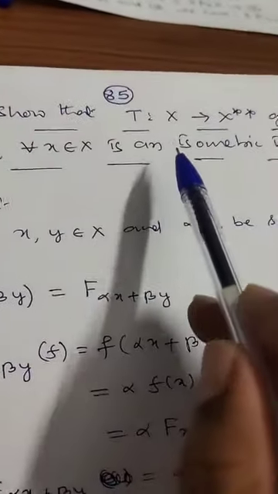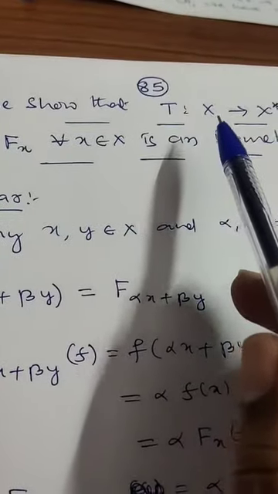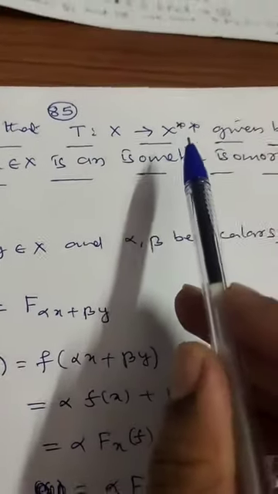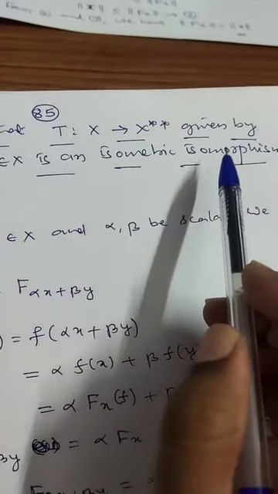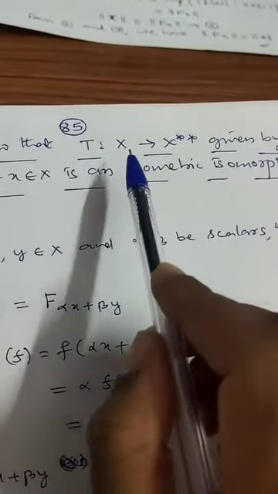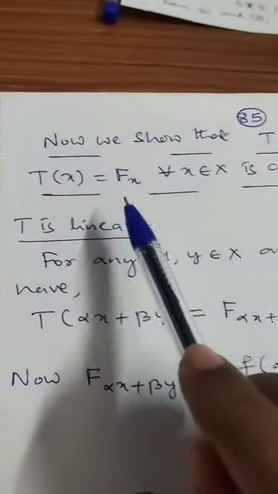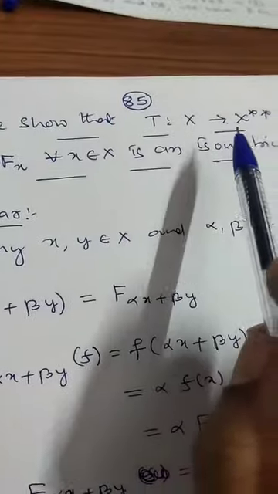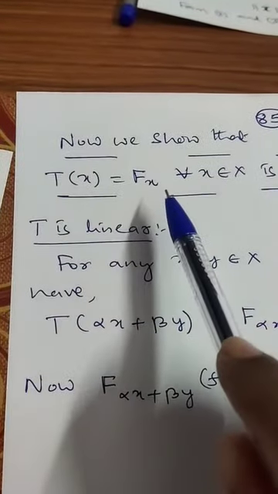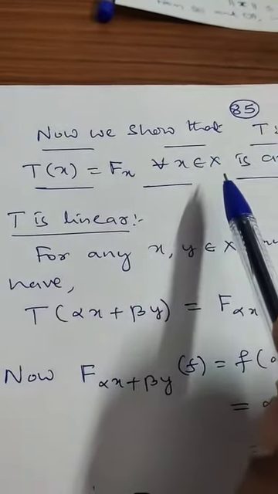Now let us come to the other part. The other part is we need to define the mapping T from X to X double star and show it is an isometric isomorphism. So I'll define a mapping T from X to X double star by T of x is equal to Fx. You know that Fx is an element of X double star. So T of x is equal to Fx for every x belonging to X.